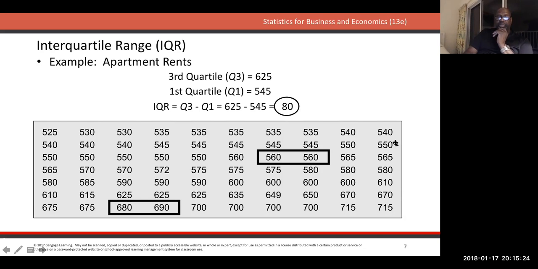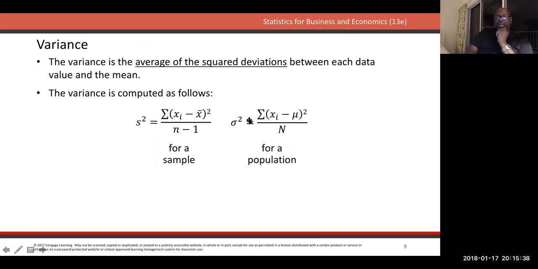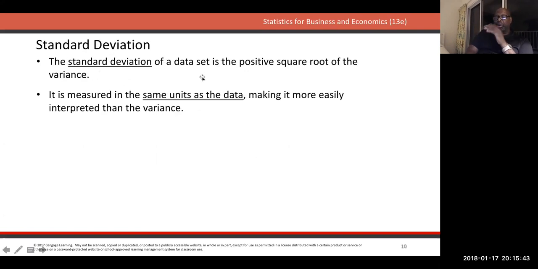Variance is a measure of variability that utilizes all the data. It is based on the difference between the value of each observation and the mean. So it's kind of like spread around the mean. You see the formula I gave you for sample and the formula for population, and I gave you a shortcut formula that the book does not give you. I want you to focus on using the formula I give you because it's less work.